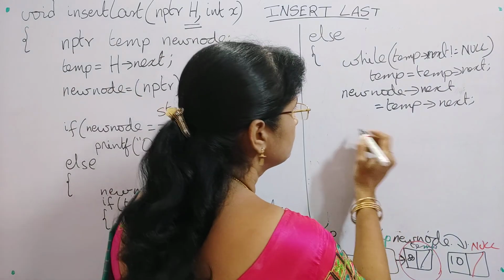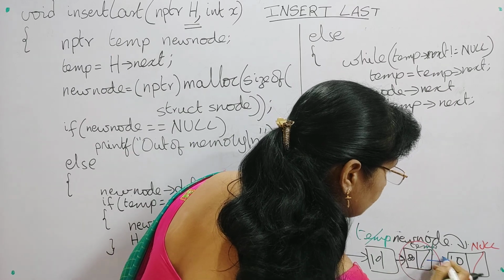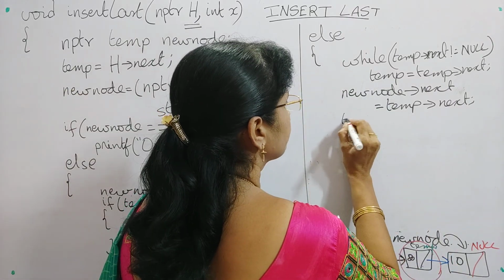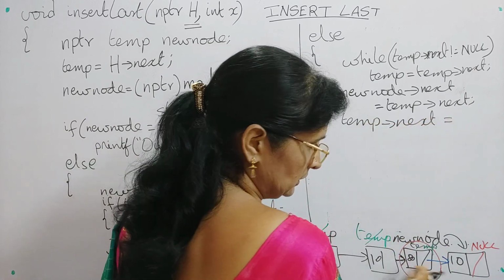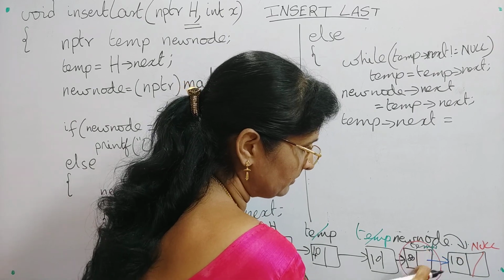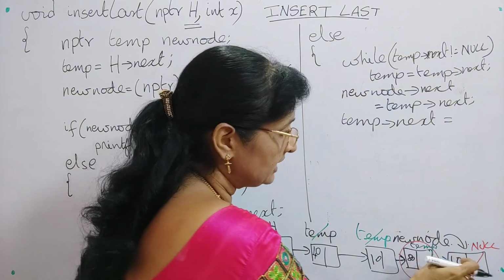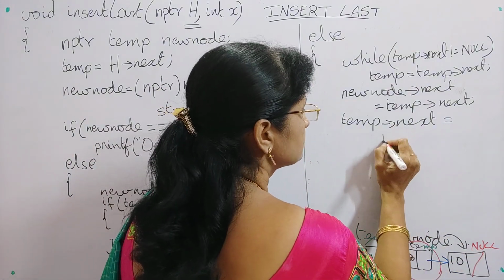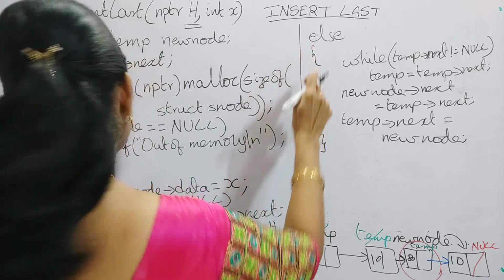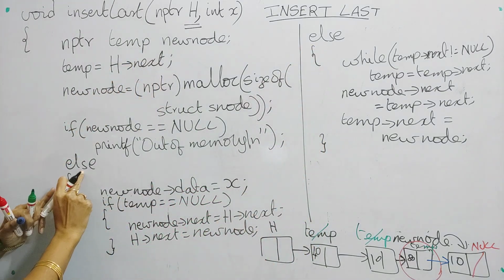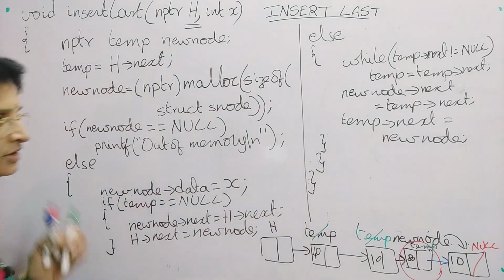Then what you have to do? You have to link this one. You have to give the link. So how can we give it? Temp next is equal to, this is temp next. So this null will be gone here now. Temp next means a link, we are giving a link and it is equal to new node. So this is the closing of this else, this if, and again closing of else, and this is the closing of function.